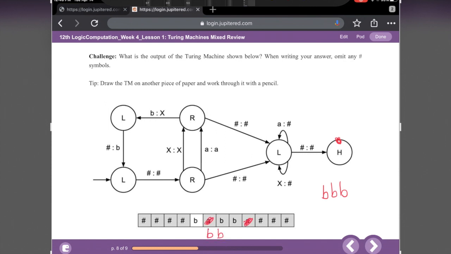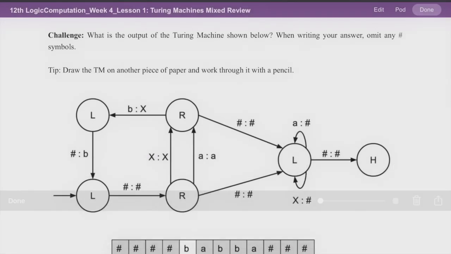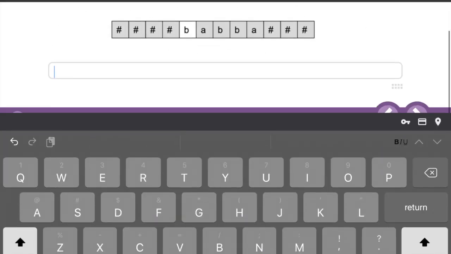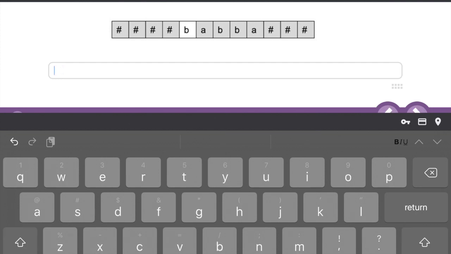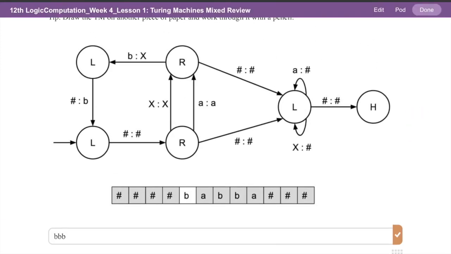So our last thing on the tape was this. It said B, B, B. Okay, let's type that in and see that it's correct. Okay, great.